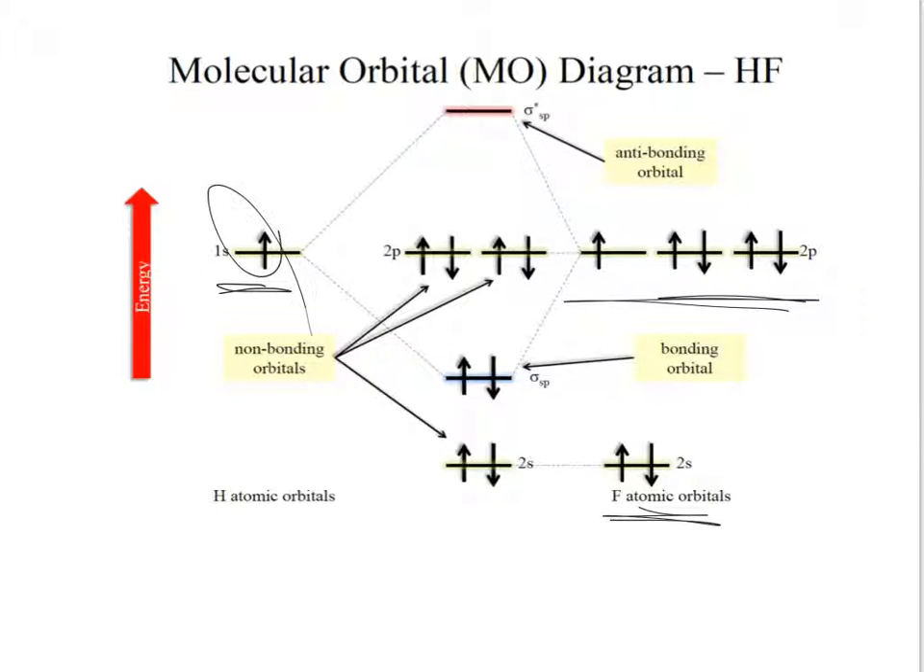So this one will go here. This one will go here. We have some in bonding. Then we're going to bond the P's. And they're all going to come from fluorine because hydrogen's out.